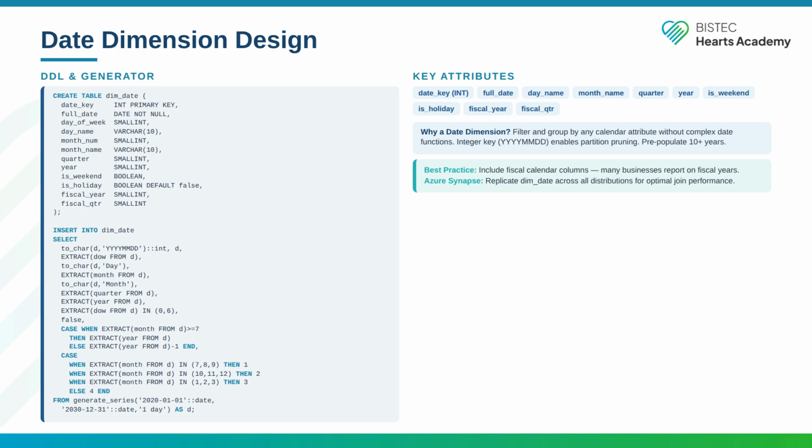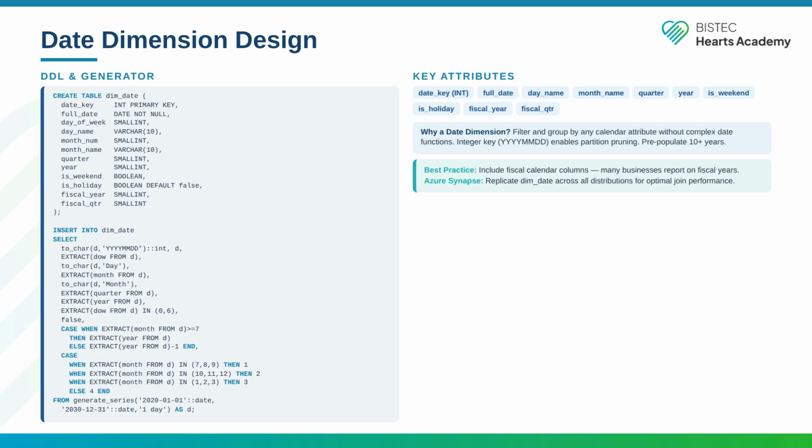The generator query uses PostgreSQL's generate series function to create every date from 2020 through 2030 in a single insert select statement. This is a one-time setup that takes seconds to run. Key attributes to include: day name and month name for human readable reports, is weekend and is holiday for filtering to business days, and fiscal year and fiscal quarter for financial reporting, since many organizations have fiscal years that do not align with calendar years.